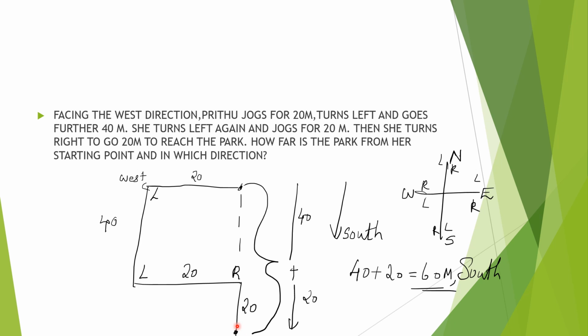So how far is the park from the starting point? This is the starting point and this is the end point. We want to know the distance between these two. If this is 40, this is also 40. So the distance of this is 40, and from this point to this point is 20. So 40 plus 20 is equal to 60 meters.